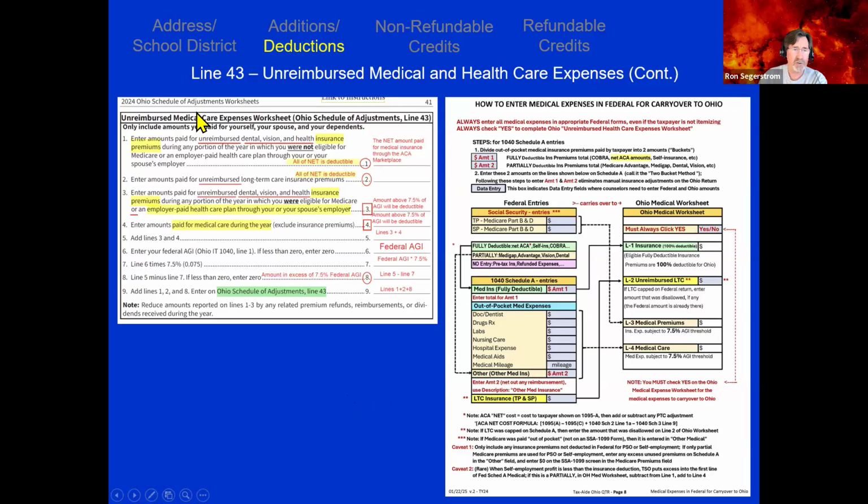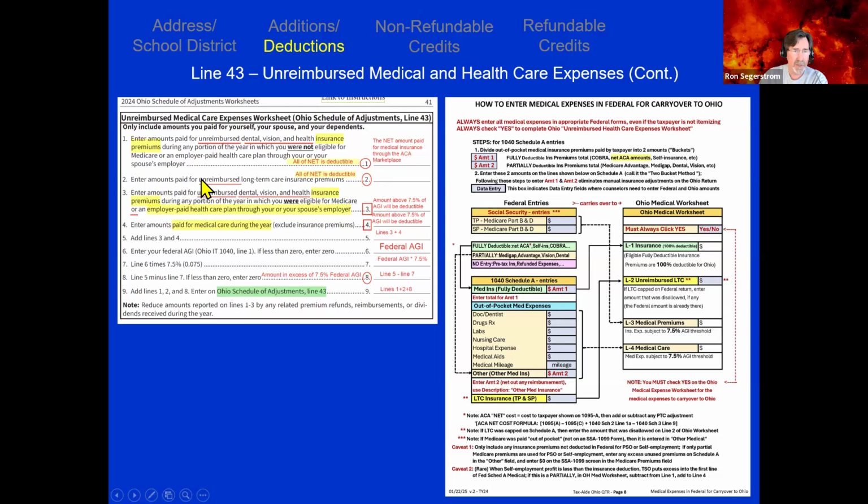So the Ohio instructions refer you to page 41 and this worksheet on page 41. And these sections right here, the first section, unreimbursed dental, vision, and health insurance premiums during any portion of the year in which you were not eligible for Medicare. So it's pretty much below 65 years old. You weren't eligible for Medicare or an employer-paid health care plan through your or your spouse's employer. But all of that net amount is deductible.